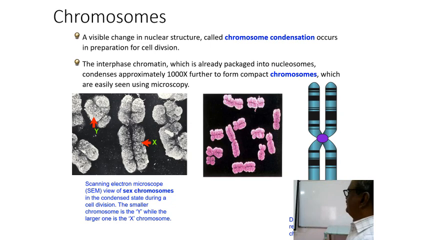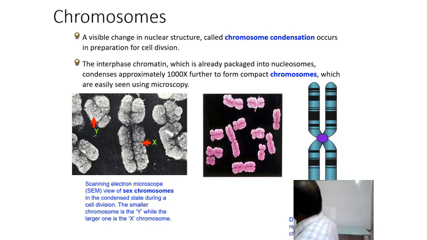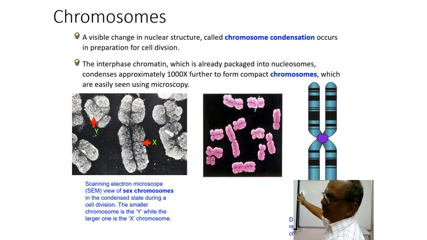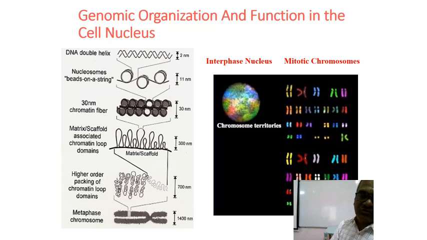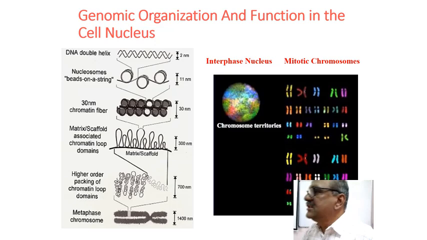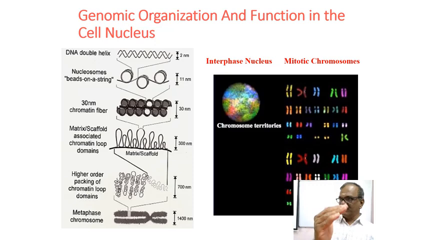The interphase chromatin is already packed in nucleosomes. It condenses approximately 1000x further to form the compact chromosome that is easily seen under the microscope. You can see the same photograph of the chromosomes, with the long arm, short arm, the centromeric region, and the telomeric region. Everything is important. So how is the genome organized in the nucleus? You studied this in molecular biology, so can I skip this slide? Everything is known. Starting from the DNA double helix, nucleosome, then chromatin fiber, then matrix or scaffold associated chromatin loop domains, then higher order packaging of the chromatin loop domains, then the metaphase chromosome.